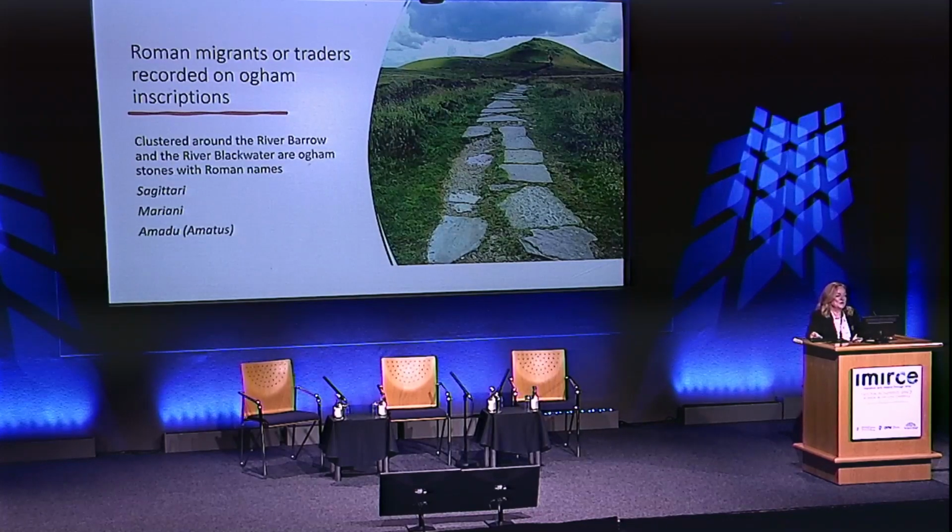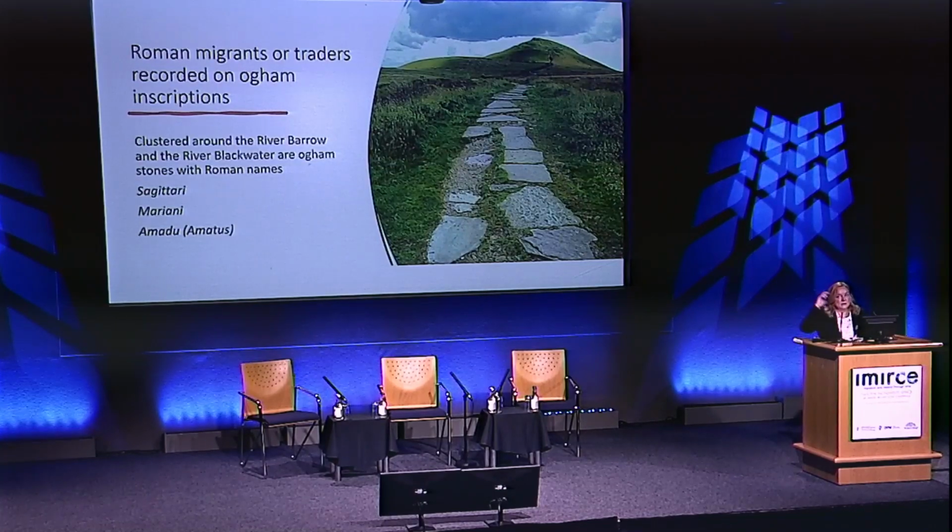So just to bring everything to a conclusion, Roman migrants and traders were here in Ireland, but we also think we have settlement, and some of the work that we'll be carrying on at Freestone and Kilkenny, the southeast region seems to be key. Of course, this is the area, the southeast and the south, where we have most of the Ogham inscriptions. And of course, we have that fabulous site of Garranes as well.